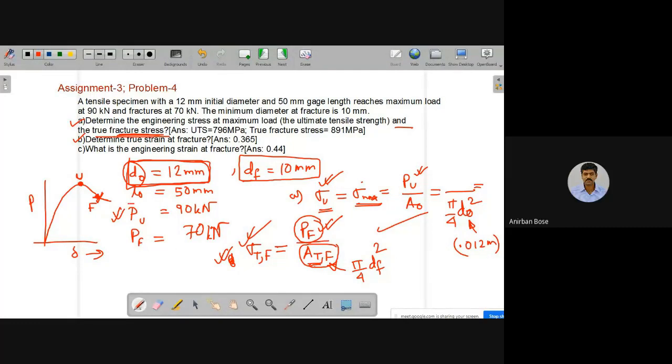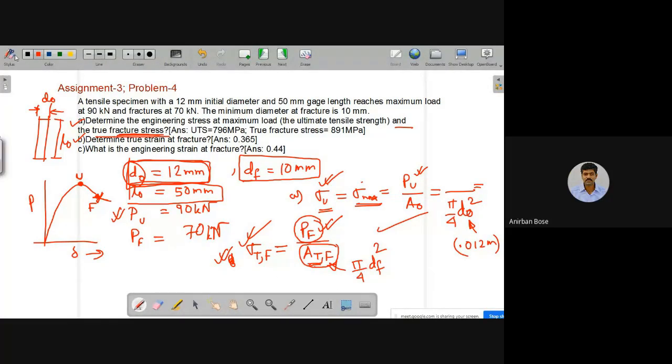No, this is the length. This is the length of the sample. This is LO and this is DO, the diameter. Okay.